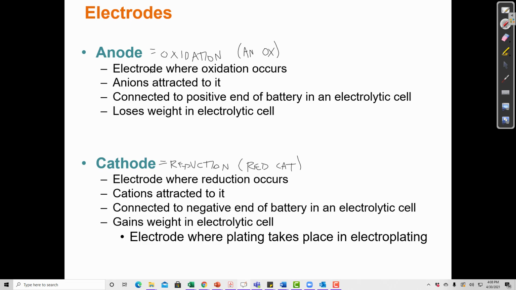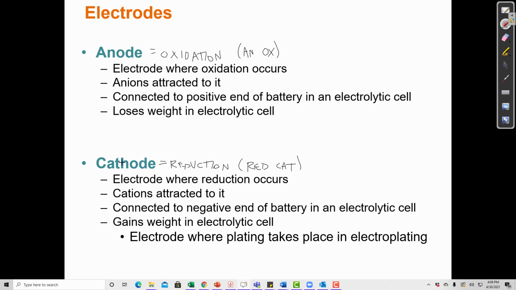So the electrode where oxidation occurs is called the anode. The anode, anions are attracted to the anode. It's connected to the positive end of a battery in an electrolytic cell, and it loses weight in an electrolytic cell. So if oxidation happens at an anode, then that means that oxidation is the process where electrons are lost from a compound. So when electrons are lost from the anode, they travel from the anode toward the cathode.